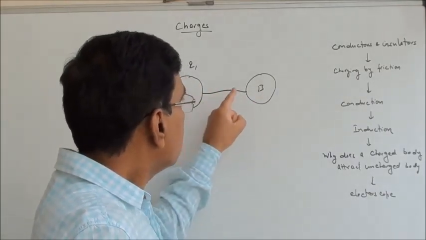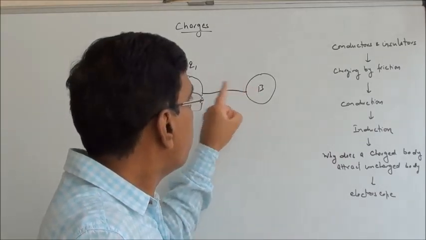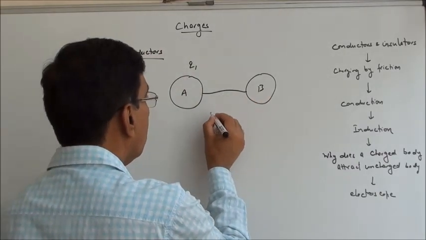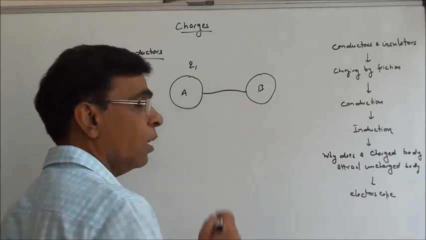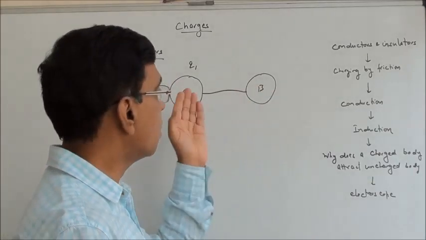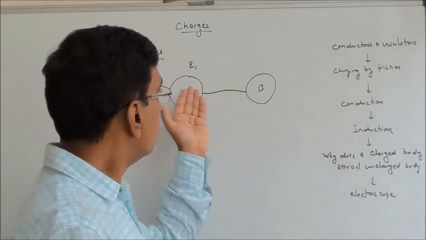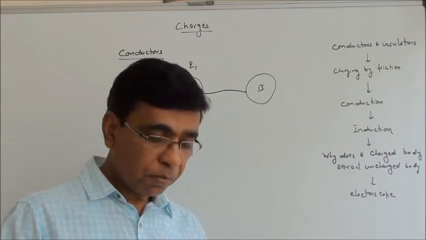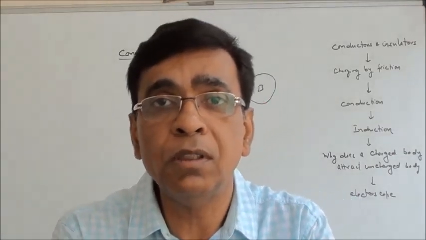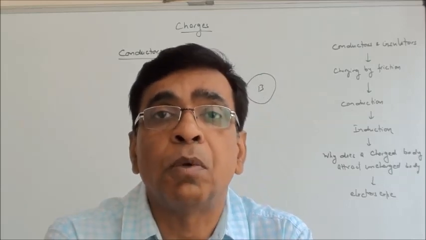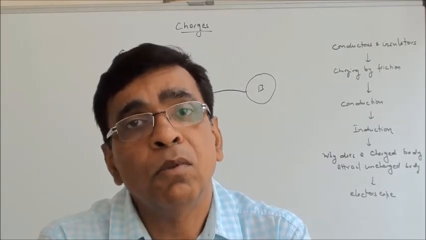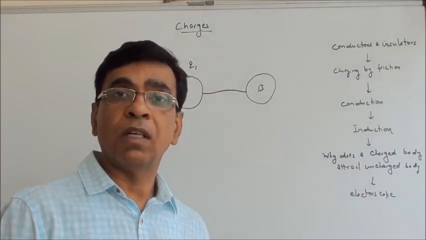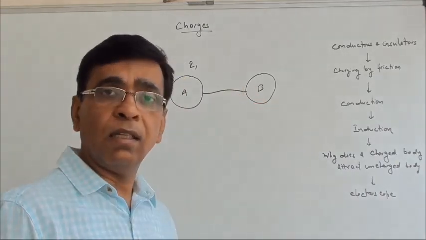This body also gets charged. This charge is being transferred from A to B if I am using a copper or iron wire. Now if I use instead a nylon wire or plastic thread or jute, then it doesn't happen. So it means there are certain materials which allow charge to pass through them while some do not. So those substances which allow charge to pass through them, we call them conductors, and the other category is insulator.